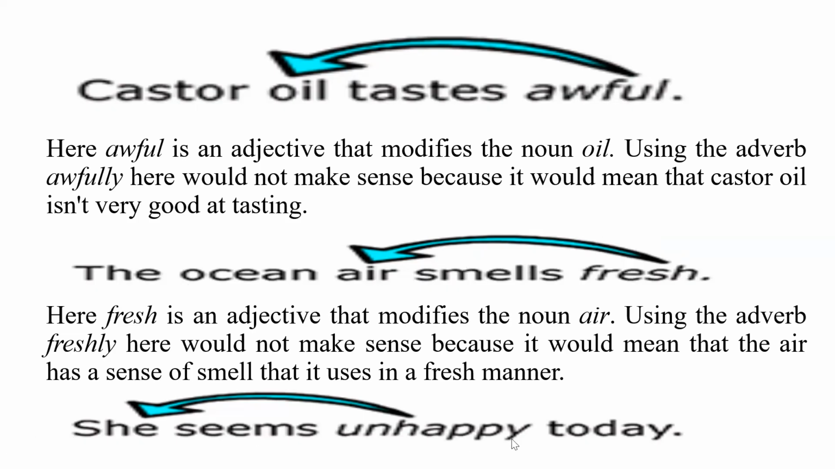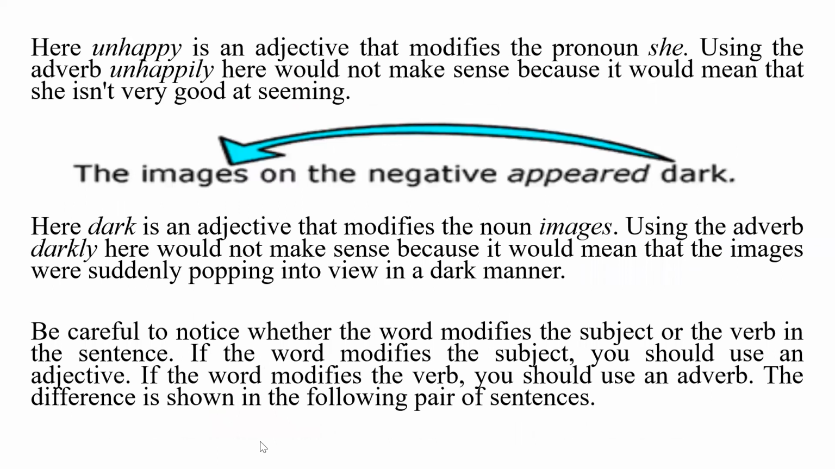She seems unhappy today. You see here, unhappy also points to the subject she, and it is connected by the verb seems. Here, unhappy is an adjective that modifies the pronoun she. Using the adverb unhappily here would not make sense because it would mean that she isn't very good at seeming.